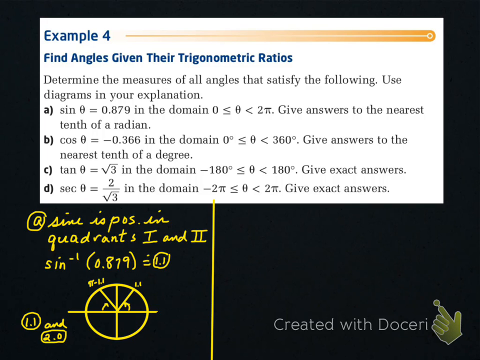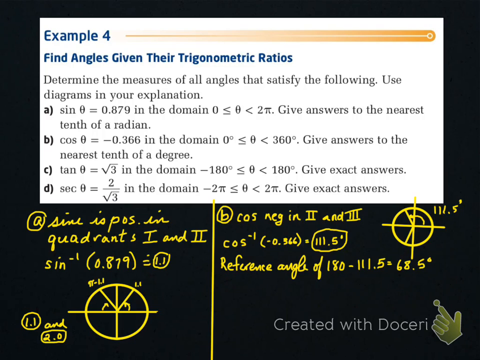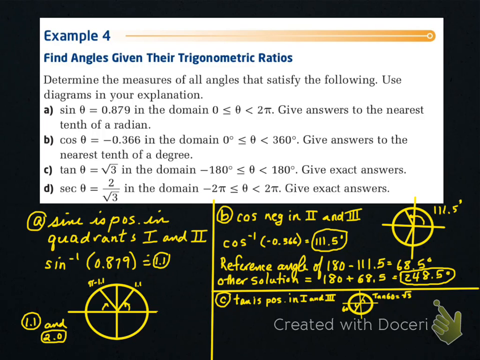In B, the cosine of our angle is -0.366, while cosine is negative in quadrants 2 and 3. Continuing, we're going to say that the cosine inverse is going to be 111.5 degrees, meaning that our reference angle is 180 minus 111.5, or 68.5 degrees. So therefore, our two angles are going to be 111.5 and 180 plus 68.5, or 248 degrees.